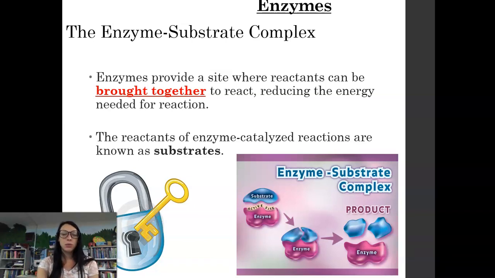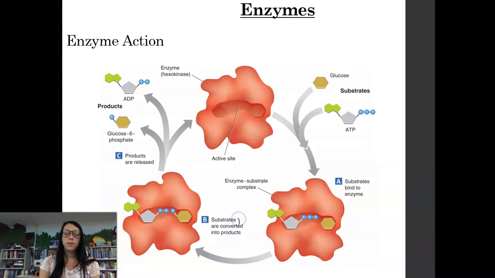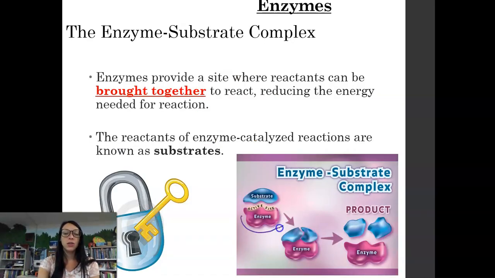So here I have an example. We have an enzyme right down here. And notice we have what's called the active site on the enzyme. Well, what's going to happen is the substrate is going to bond to the active site. The enzyme is going to allow the chemical reaction to take place, and then the products are going to be released. And this happens in multiple different ways.